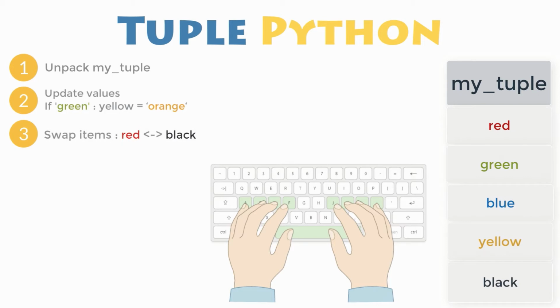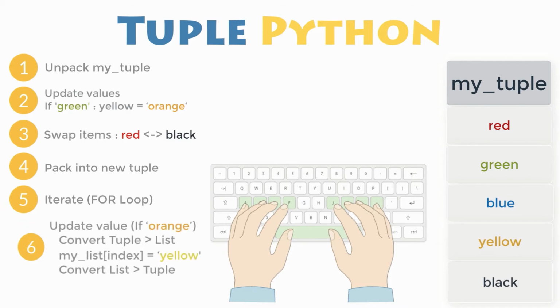black together. Finally, you will pack all these variables into a new tuple, and iterate through the items until you meet the value orange. Once you have encountered this item, convert this tuple into a list, use its index to update the value orange back to its original value yellow, and convert it back to your tuple. Then, break out of the loop once it's done. Eventually, you will use the slicing operator so that you do not keep the last value, and print out the resulting tuple.